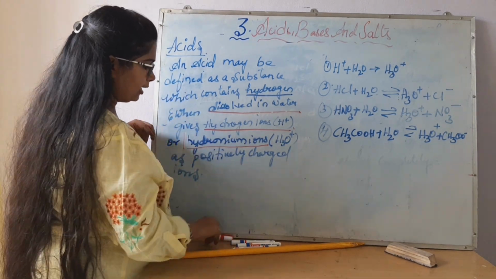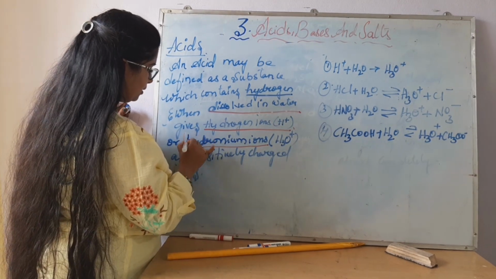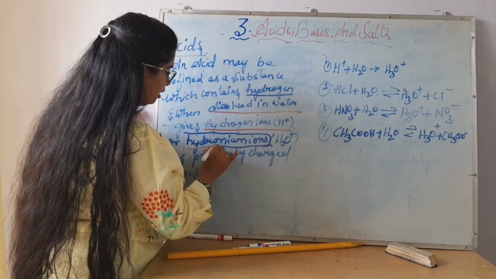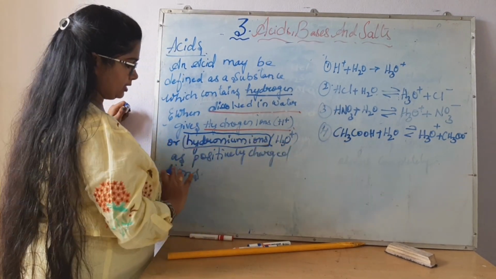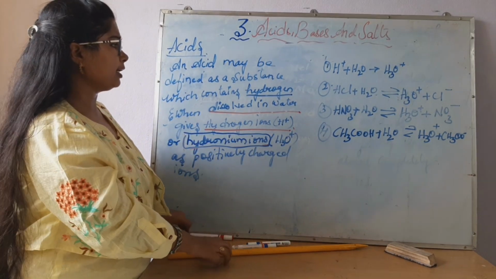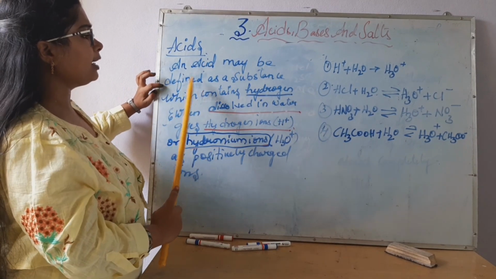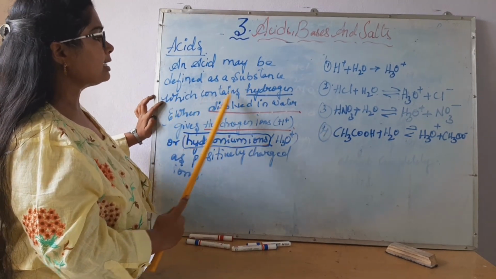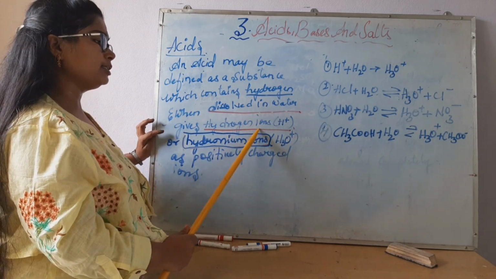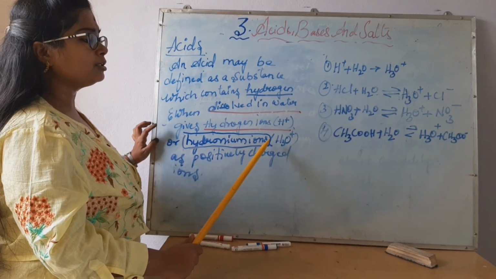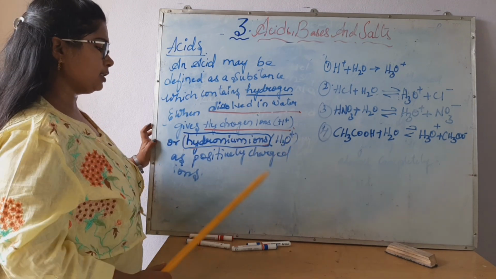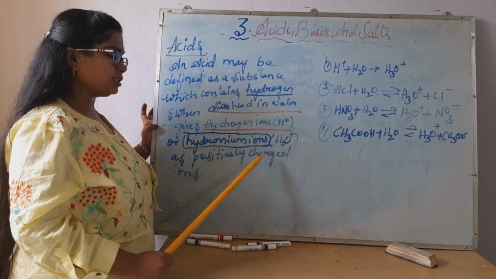Those are called hydronium ions, H3O plus, positively charged ions. Once again I am repeating: an acid may be defined as a substance which contains hydrogen and, when dissolved in water, gives hydrogen ions H plus, or hydronium ions H3O plus. Hydrogen means H plus. Hydronium H3O plus ions are called positively charged ions.